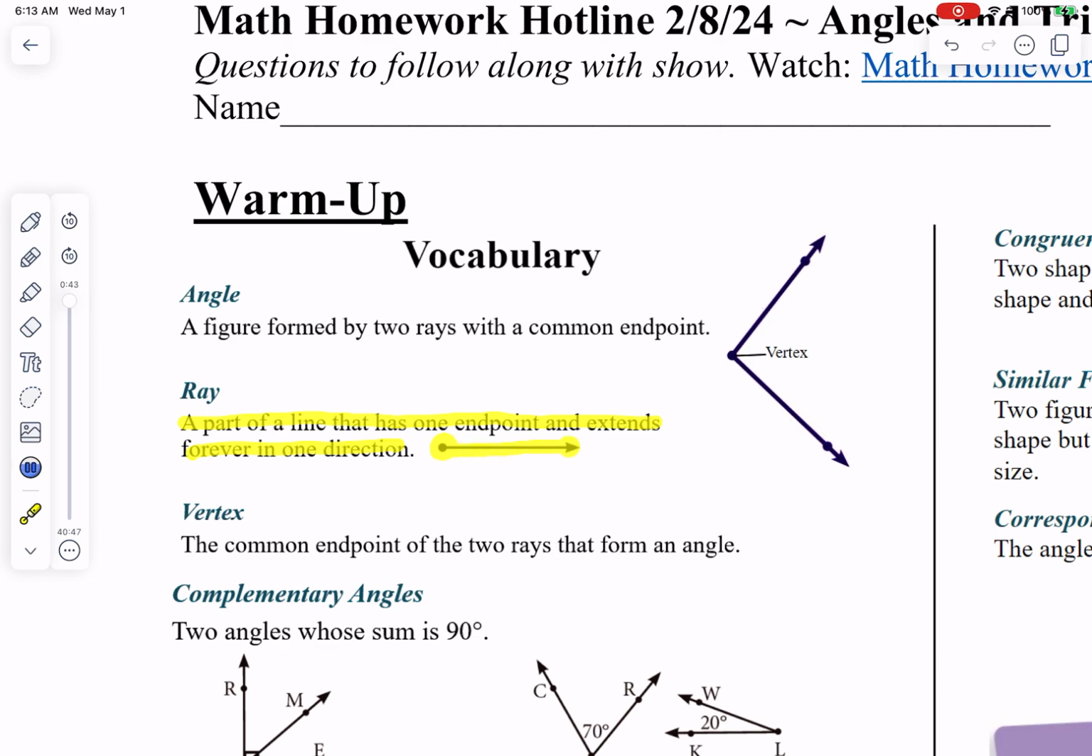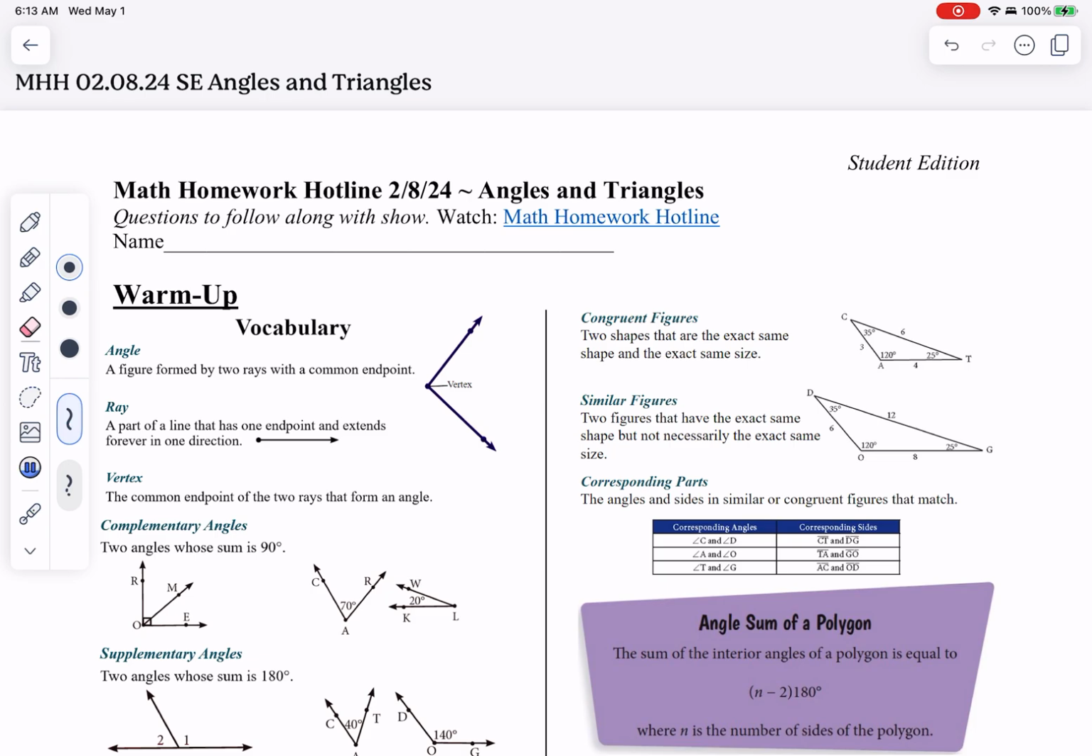Next is vertex, which is another word for the common endpoint that we're talking about in our definition of angle. Vertex is the common endpoint of the 2 rays that form an angle. So, when I look at this angle over here on the right, I have a figure formed by 2 rays with a common endpoint, or a vertex, right here in the middle where they meet. All right, we are going to start to get into the questions, and we're going to return to the vocabulary as we need it to solve the problems.